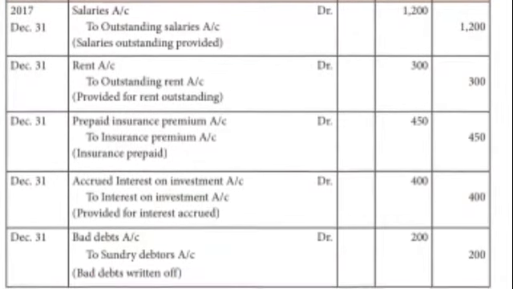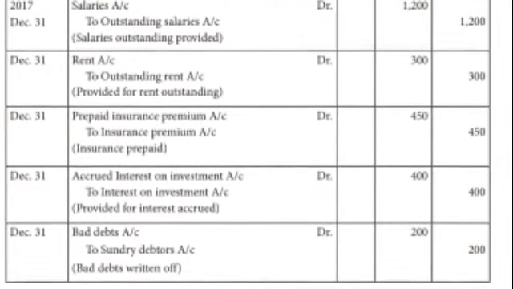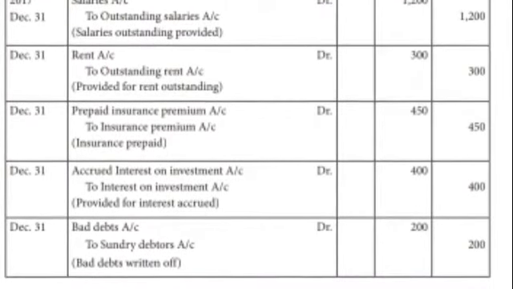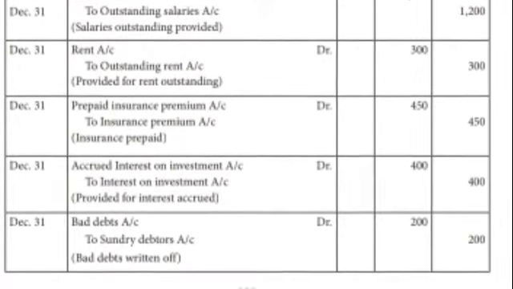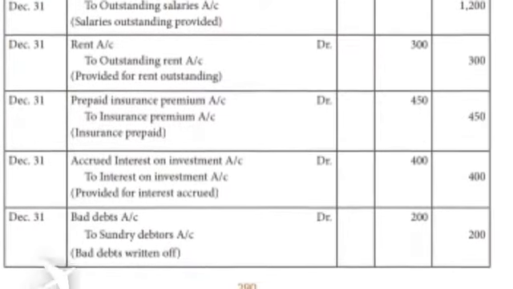Bad debts written off. Already we saw the theory. Bad debts account debit to sundry debtors. Bad debts means we didn't get any amount from the debtors. Okay children, 200. Let's see illustration 2.